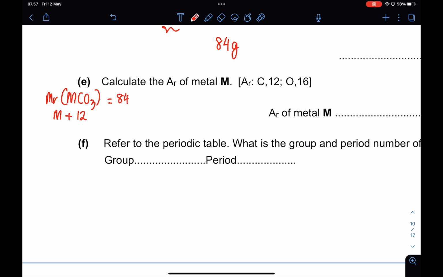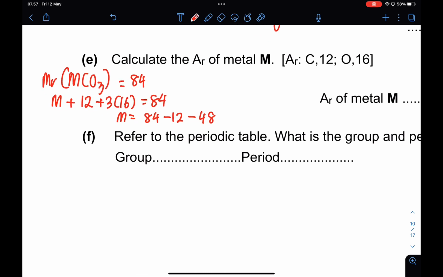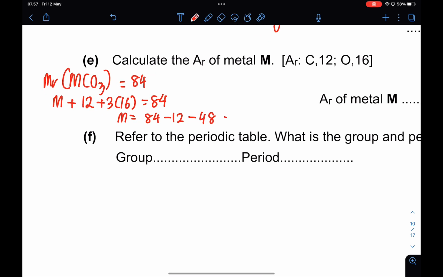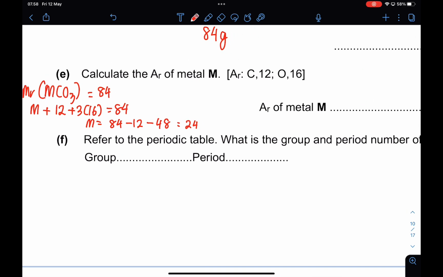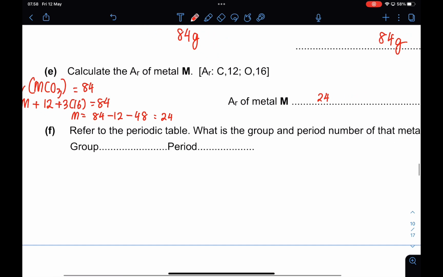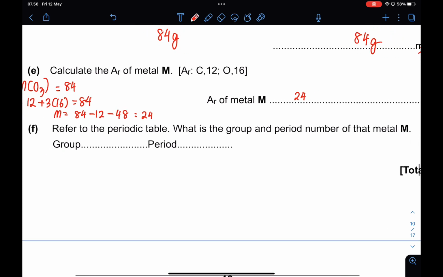So how do we get that? We can calculate the AR of M plus carbon is 12, and then oxygen is 3 times 16, equals 84. I can calculate what is M. M equals 84 minus 12 minus 3 times 16, which is 48. So this one is 84 minus 60, so it's going to be 24. The AR of metal M is 24.